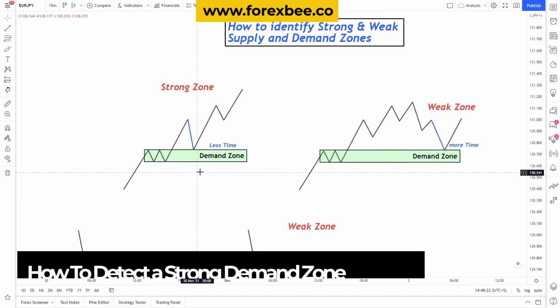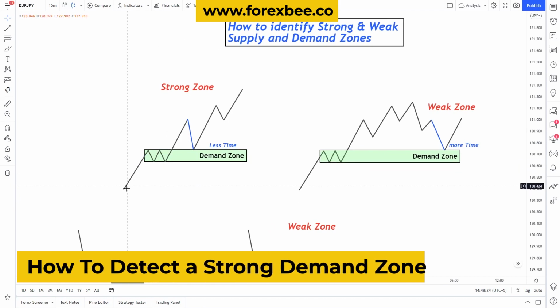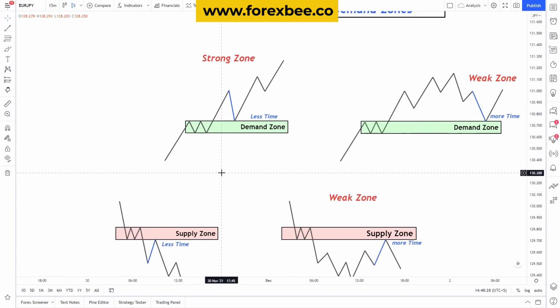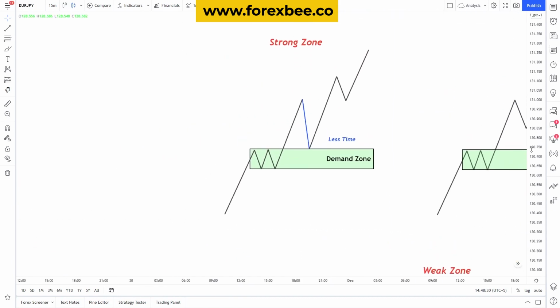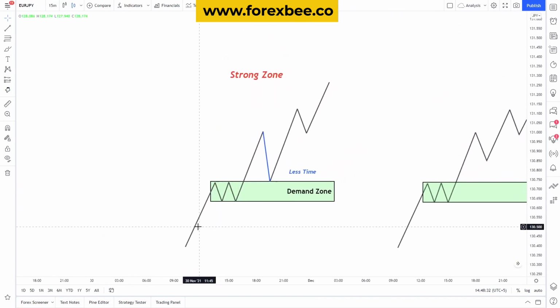So here we have a demand zone. That is basically a base rally demand zone. Okay, and we can see that this demand zone is forming here, in which price is going up, then there is a range, and then after that price is going up again. So this is basically a base rally demand zone. So now how can we say if it's a strong demand zone or a weak demand zone?